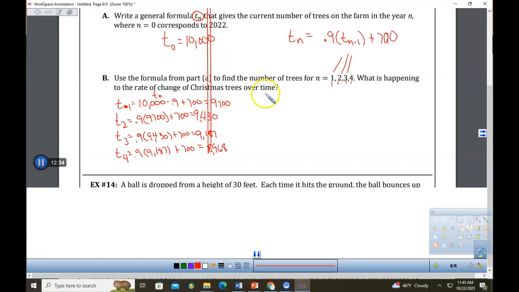Okay, so what's happening over time? Well, every year there's less trees. There's a decline. I'll let you guys write that. Okay.